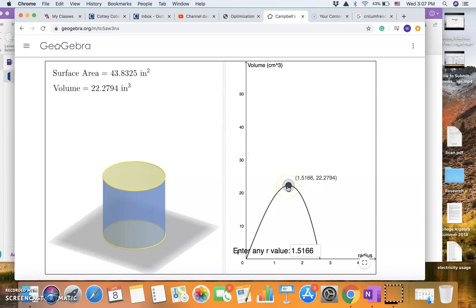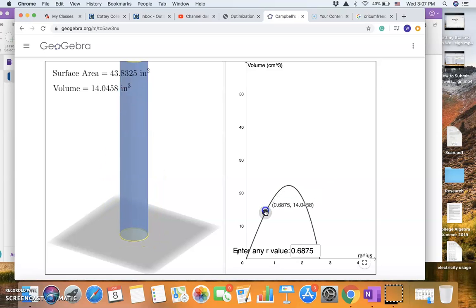Now this graph shows us the volume of the cylinder we design by using different radii. For example, if we decide that the radius is 0.6993, the cylinder we build will look like this, and at this point the volume is 14.25.